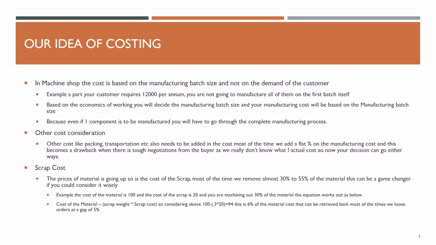Just as an example of what we are showing over here: suppose the cost of the material is 100 and the scrap cost is 20, and 30% of the material you are going to use is generated as scrap. If you work without scrap, then the cost of the material for you is 100. But if we remove this 30% at a rate of 20, then your cost of material is 94. So this is almost 6% of the material cost.